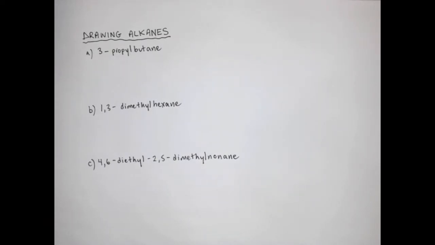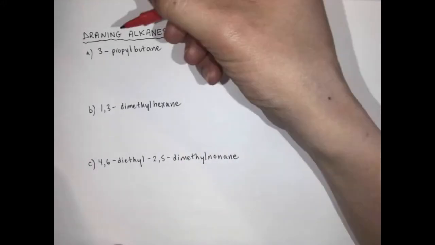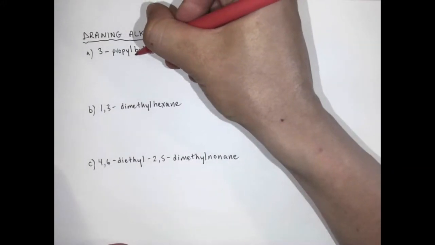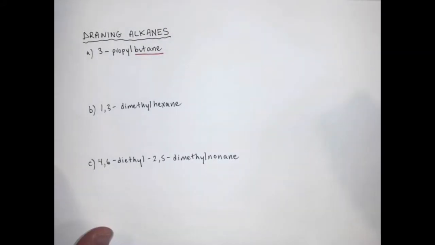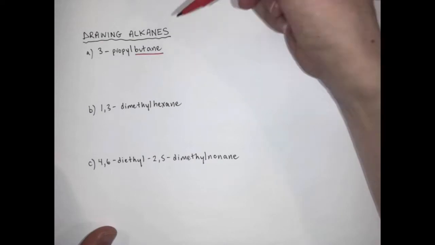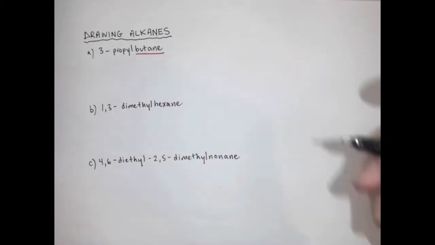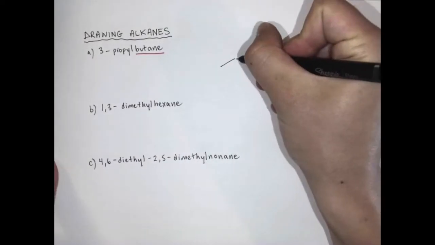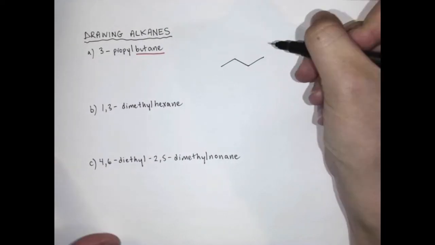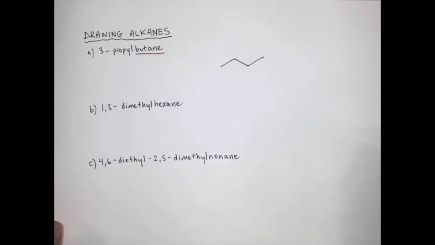So in the first question, we've got 3-propylbutane. So let's go ahead and sketch this one out. There's a few things I need to look for. There's clues here. It has a root of but, and its suffix is ane, so that tells me that it's a 4-carbon chain. And I'm going to draw line structural formulas. So there's my 4-carbon chain. Each point represents a carbon.